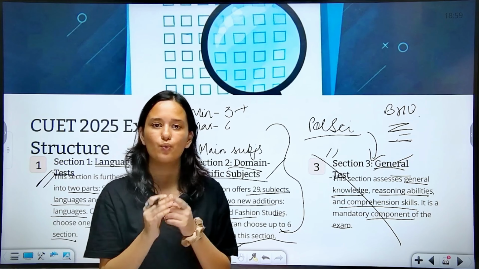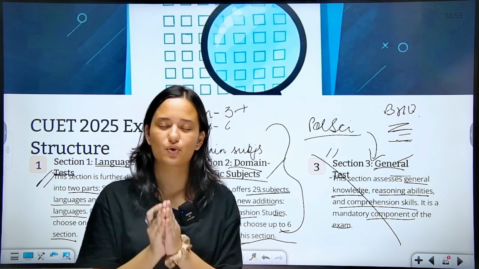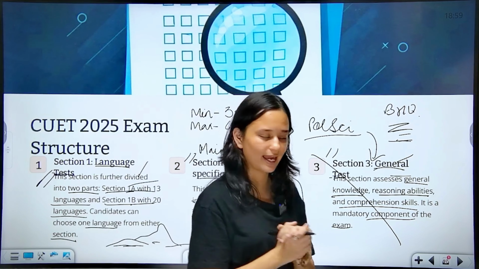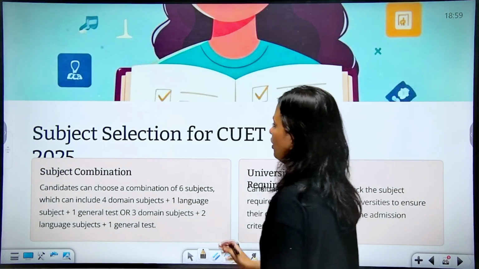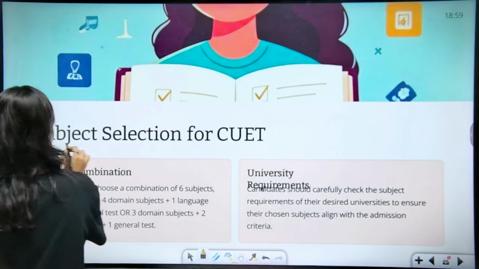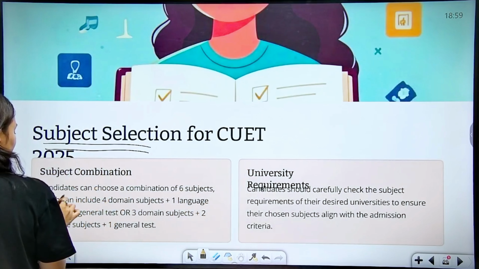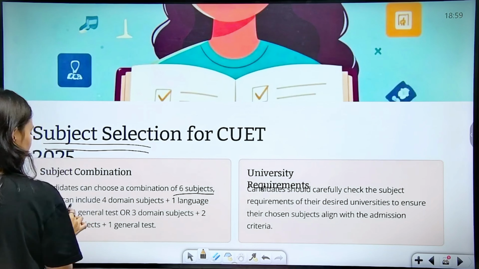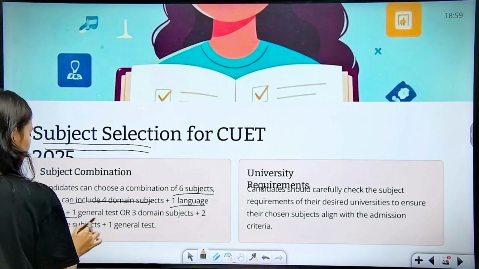what is the syllabus, what are the topics that you must do. Don't do anything extra. Next is subject selection. Candidates can choose a combination of 6 subjects, which can include 4 domain subjects, 1 language test, 1 general test, or 3 domains.